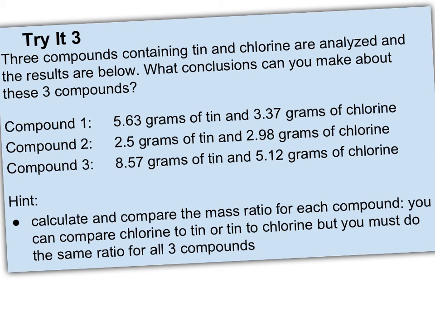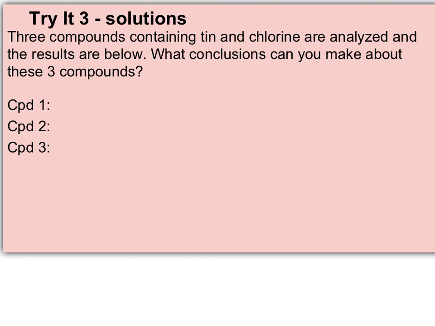Finally, I've got one more example to look at where I'm going to kind of give you a taste of both the law of definite proportions and multiple proportions. You have 3 compounds containing tin and chlorine. They're analyzed and the results are below. What conclusions can you make about these 3 compounds? So there's the data you have for each one. And again, my hint is to calculate and compare the mass ratio for each compound. And you can compare chlorine to tin or tin to chlorine, but you must do the same ratio for all three compounds.